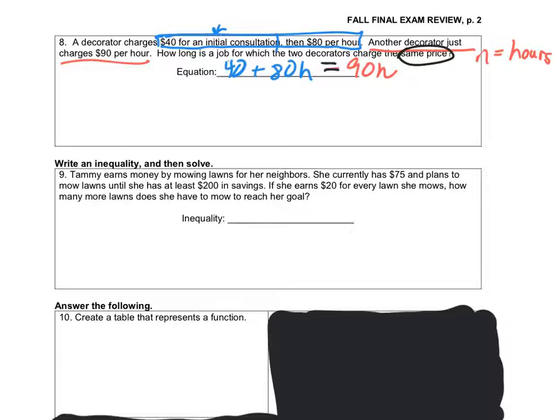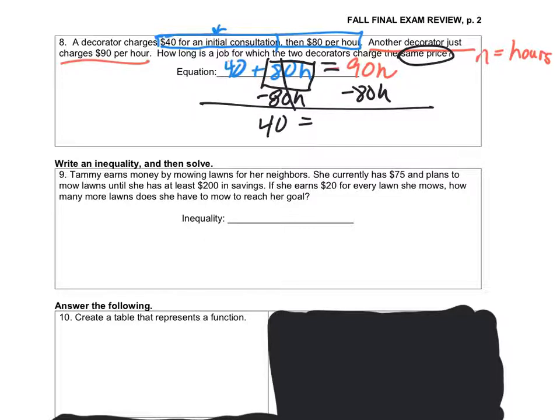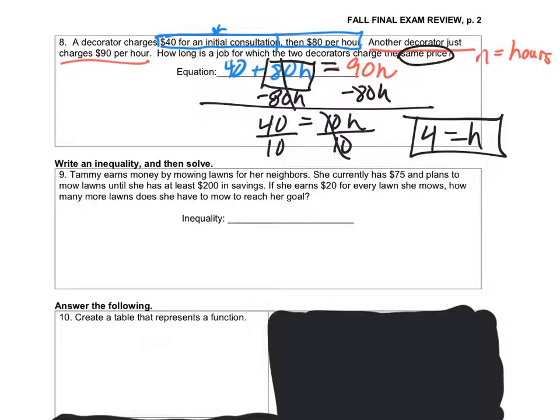In other words, they want to know how many hours would be equal, and it wouldn't matter which one you chose. Well, so I'm going to isolate the variable. So I'm going to subtract 80h. And I'm left with 40 equals, basically I'm getting the variables on both sides, 10h. Isolating the h, divide by 10. And h equals 4 hours. So if you were to need only 4 hours worth of work, then they would be equal.